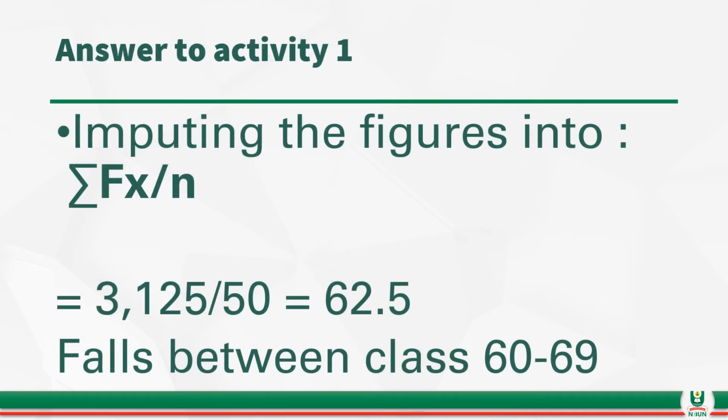Okay, so inputting the figures into sigma fx over n. Remember, our summation of fx is 3,125 and n, the total frequency, is 50. So if you divide that, you have 62.5 as the mean, which means the mean falls between class 60 to 69.